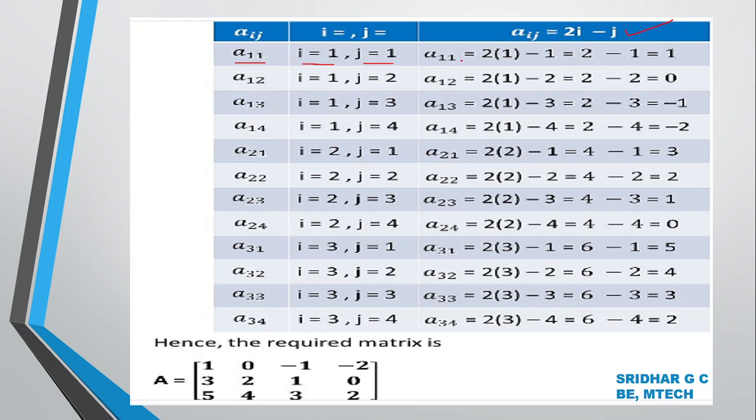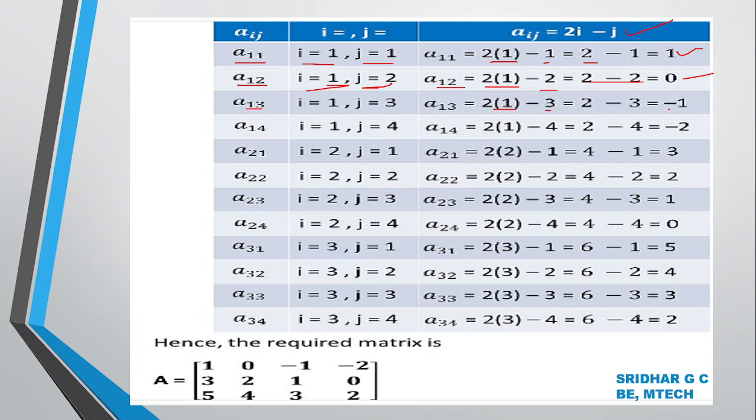So A11 equals 2 into 1 minus 1. 2 into 1 is always 2. 2 minus 1 is 1. So the answer is 1. Next for A12. So i equals 1, j equals 2. So 2 into 1 minus 2, that will be 2 minus 2. The answer will be 0. Same way for A13, substitute in this equation. 2 into 1, j equals 3. So 2 into 1 is 2.